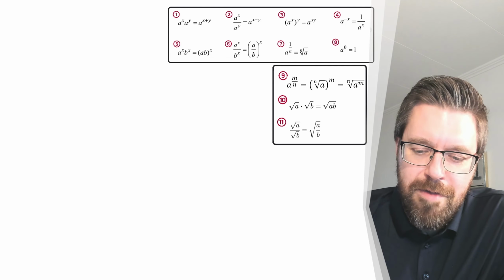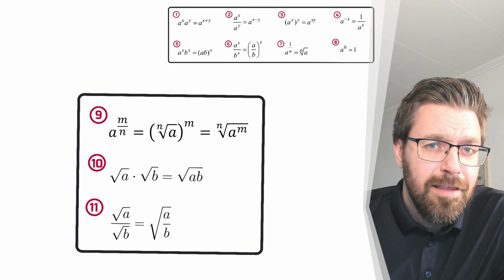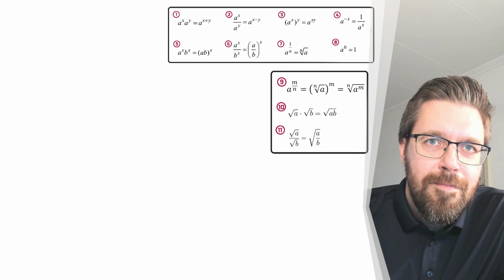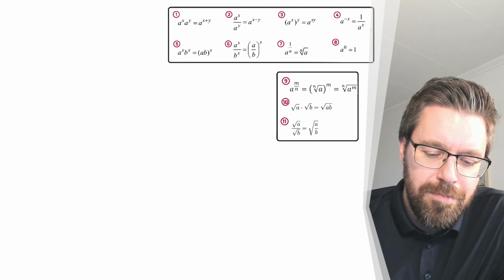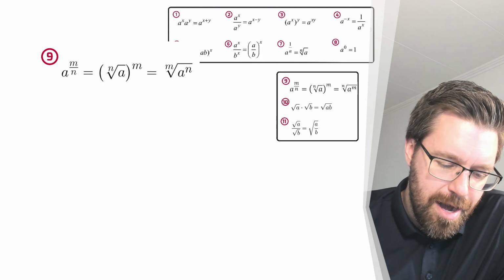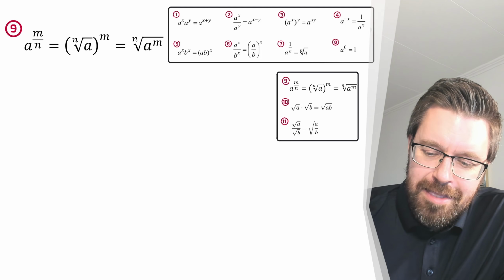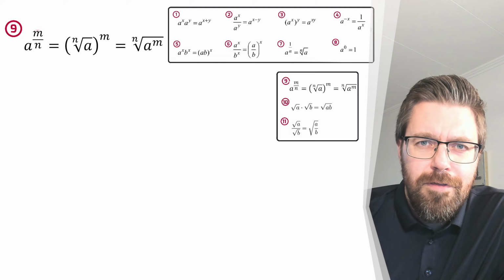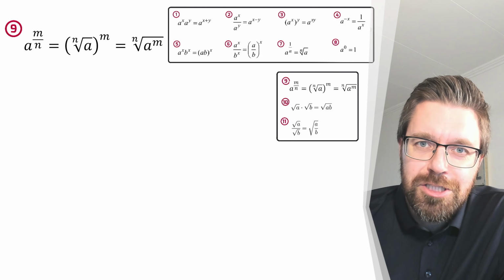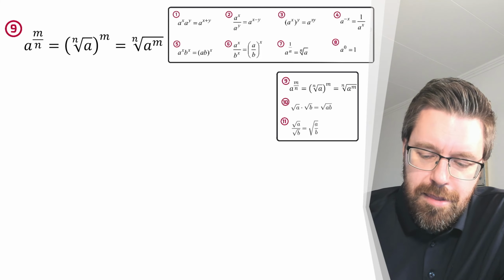And now it's time for the bonus rules, these 3 rules. In the formula sheet in Sweden, we don't have these rules, but you can combine the rules above to get these rules. And we start with rule number 9. It tells us what to do if we have a power with a fraction as an exponent, and how to calculate these things.